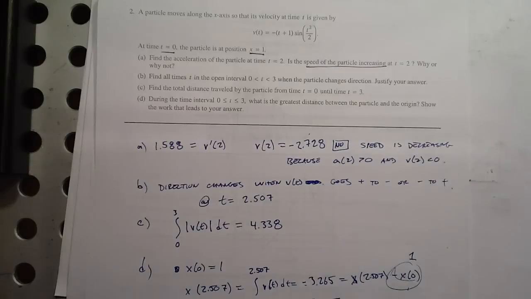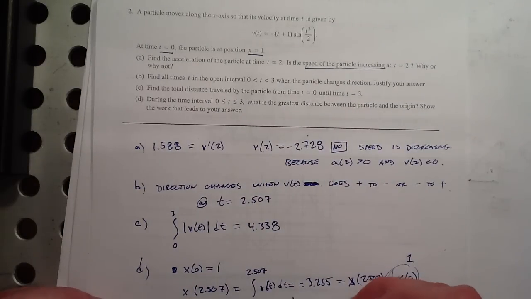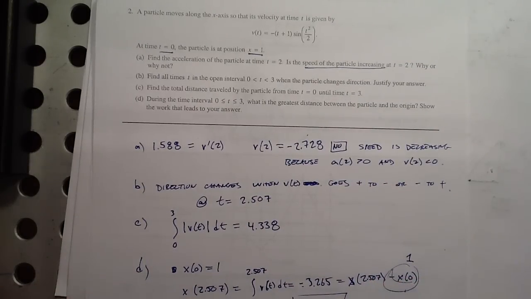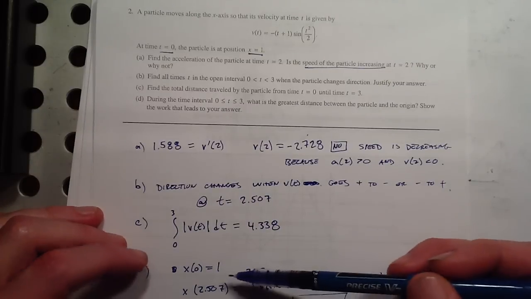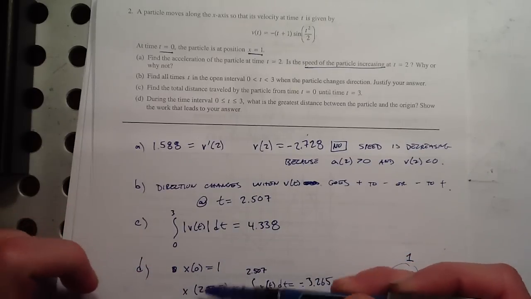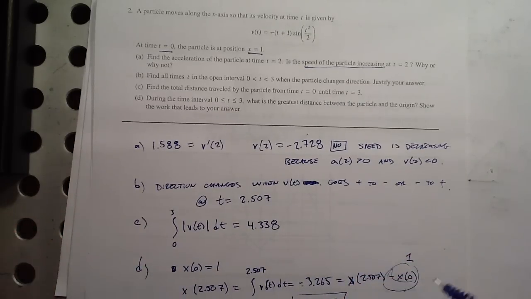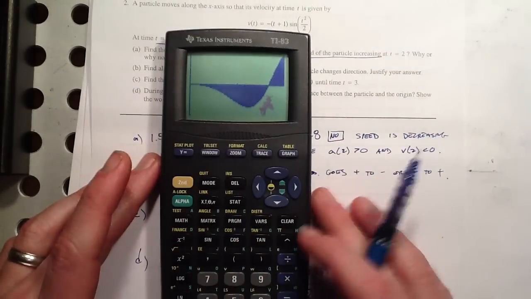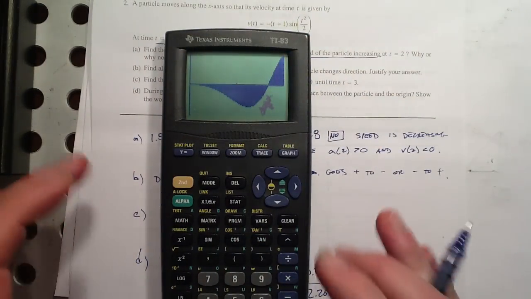So what's the greatest distance between the particle and the origin? It's this. And to get full credit, I think you probably need to, I can check the rubric, but I think you probably need to show that you found the position at all 3 of these points, including this endpoint, right? If you thought just looking at the graph that it looks like it would have moved further here, you're right, but you have to justify that, showing that work.